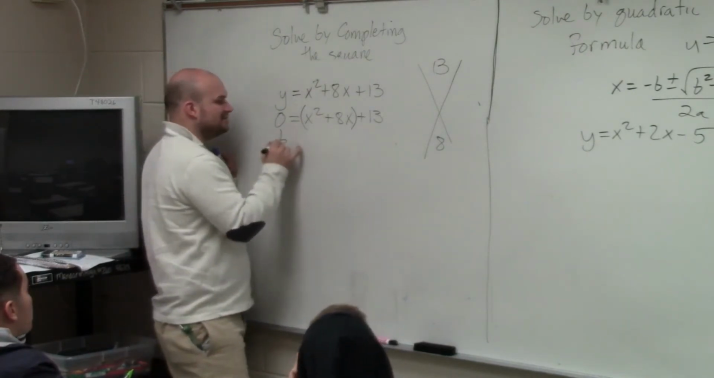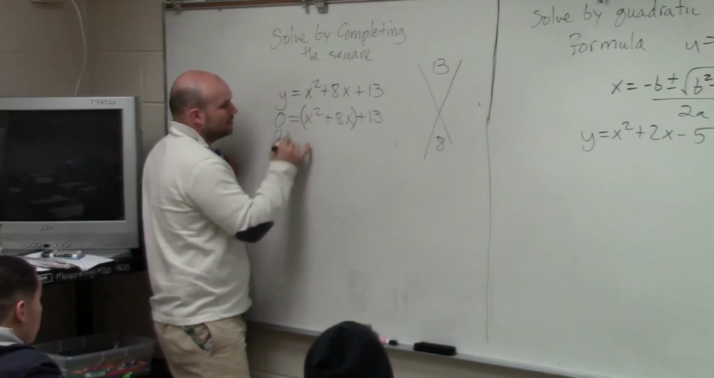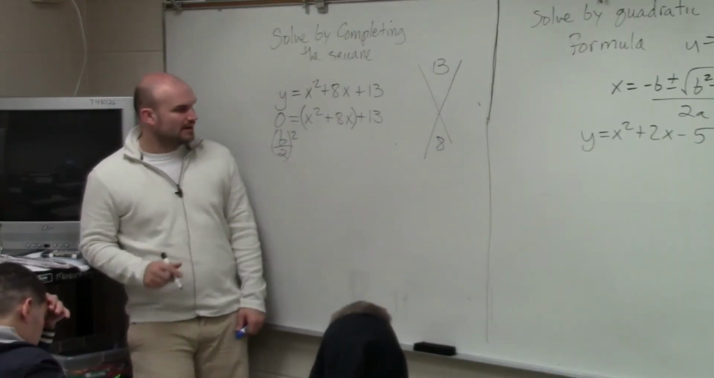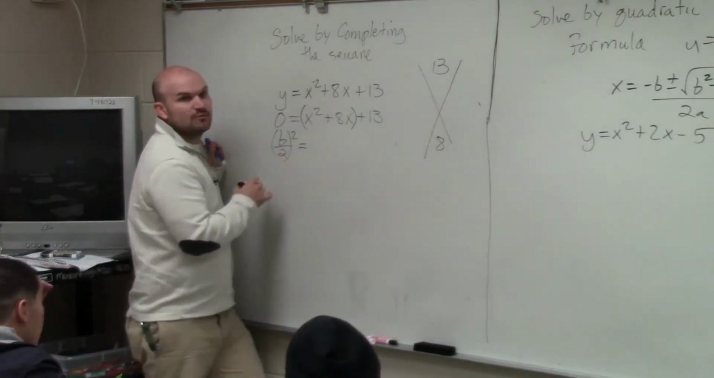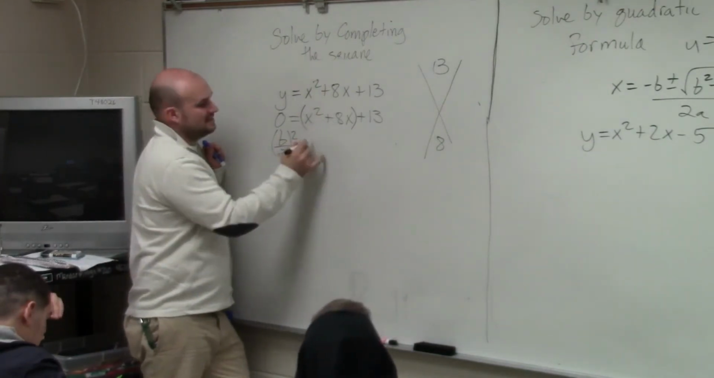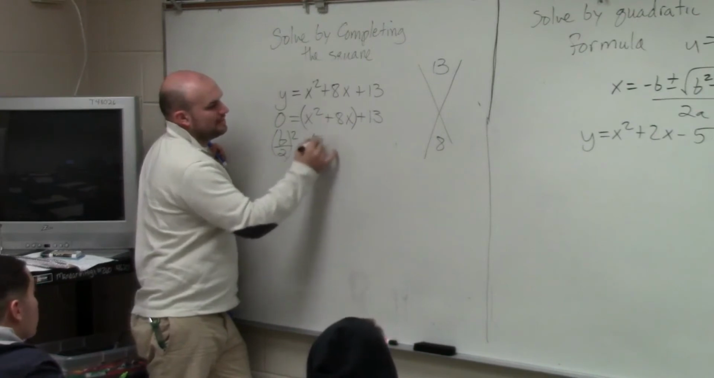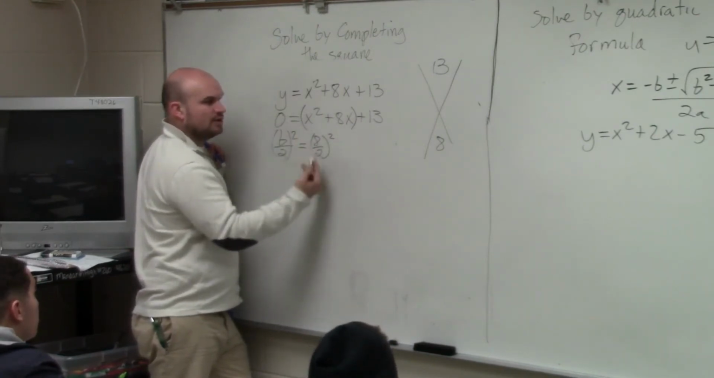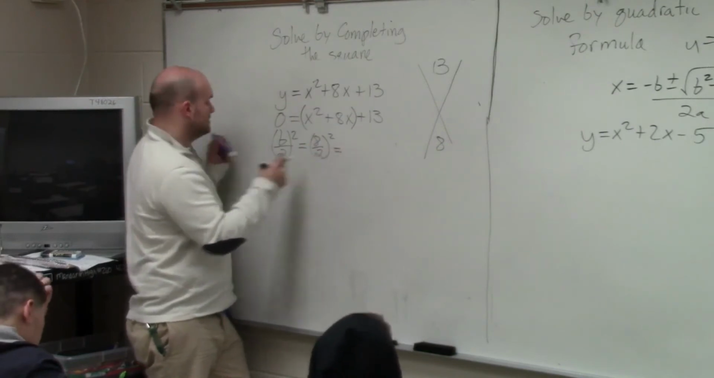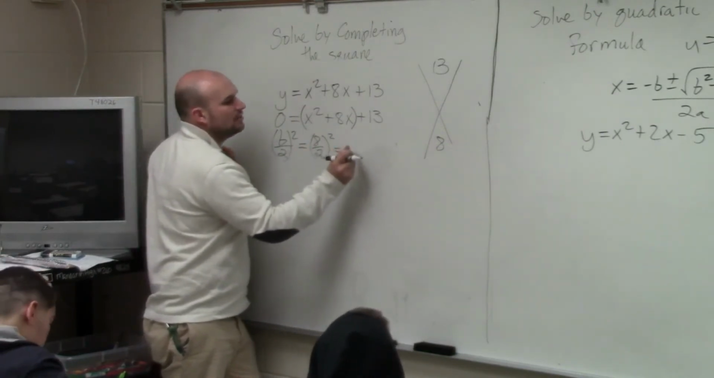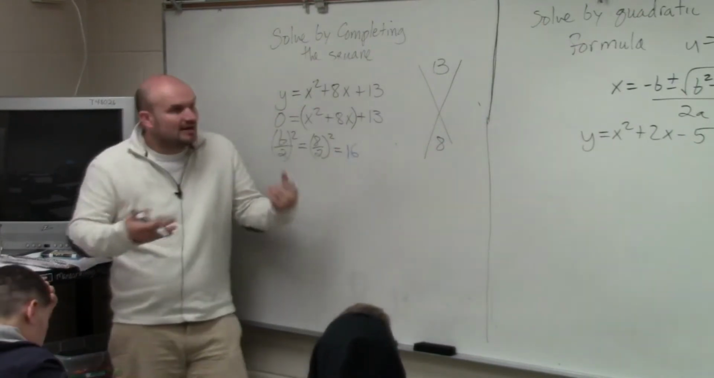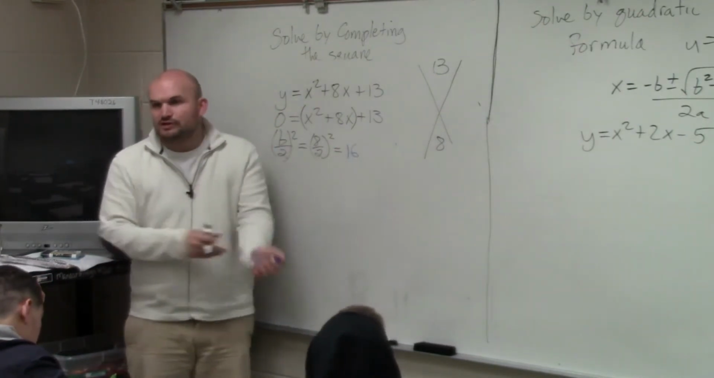Now we move on to creating something we can factor. To do that, we do b divided by 2, squared. If you guys remember that, b divided by 2 squared. So we go to our equation and ask, what was our b? 8 divided by 2, squared. 8 divided by 2 is 4. 4 squared is 16. So 16 is going to be the number that completes the square. It's going to produce our perfect square trinomial.